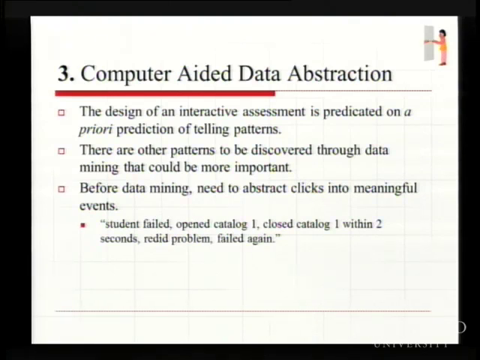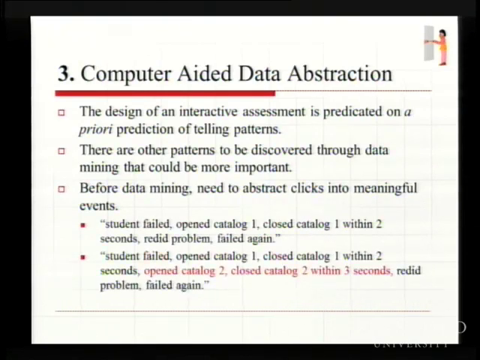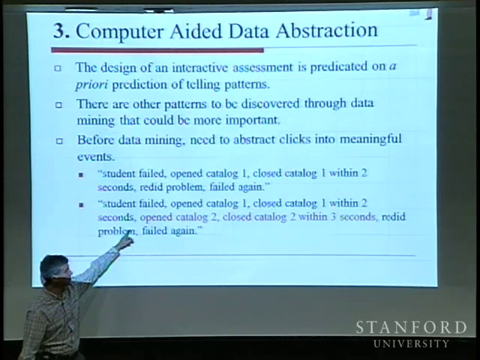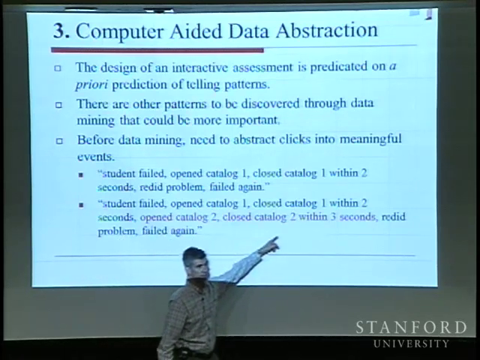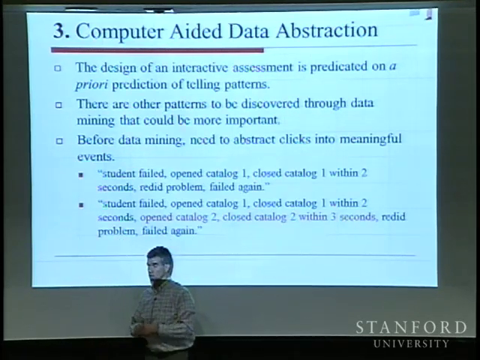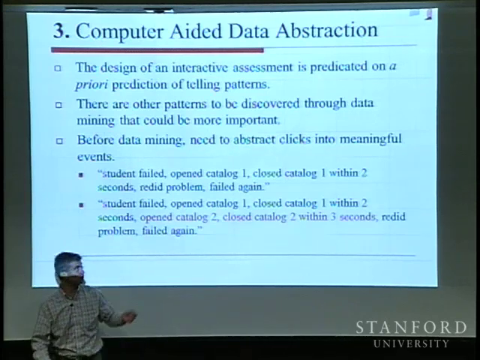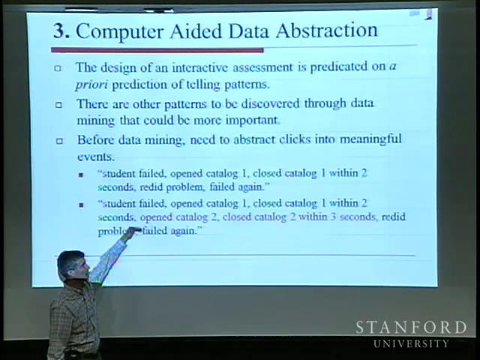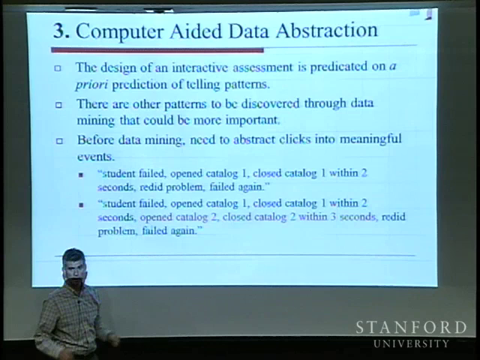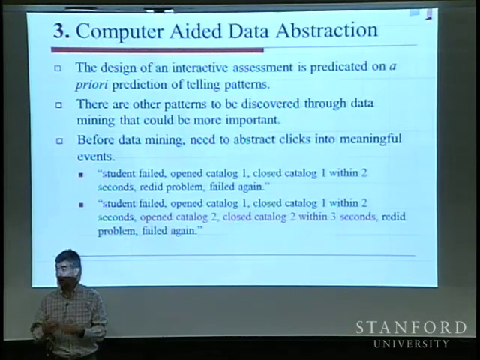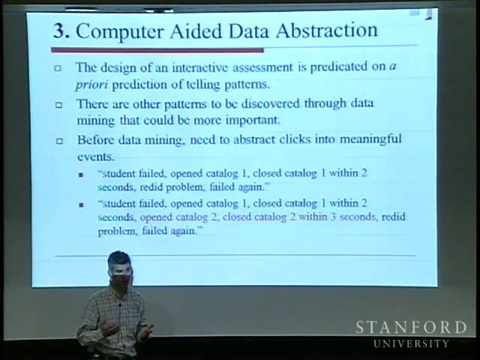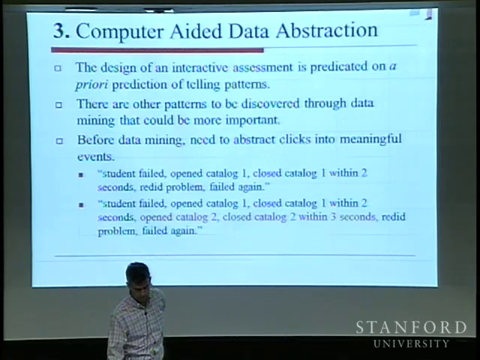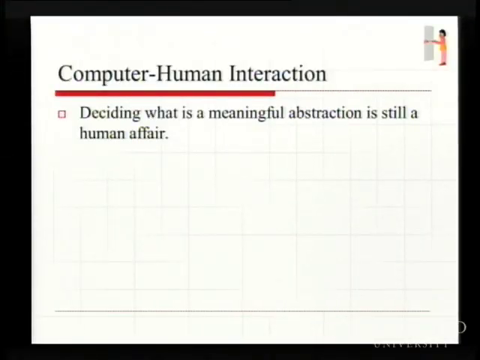The problem is, I identify this as a key pattern. Do I want to count this as the same kind of pattern? It's the exact same thing, except there's another event within it, right? And I want to include that as the pattern before, but now I have this difficulty of how to specify this, right? This level of abstraction. How do I discover this is what I want, and then how do I specify the level of abstraction? So I think at this point in the state of the art, deciding what's a meaningful abstraction is still a human affair.